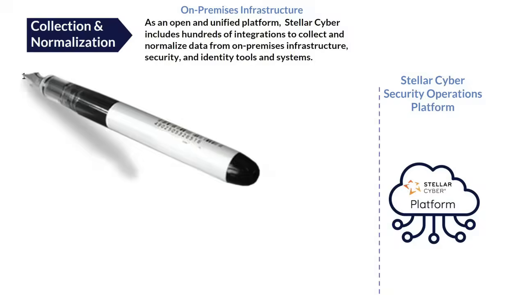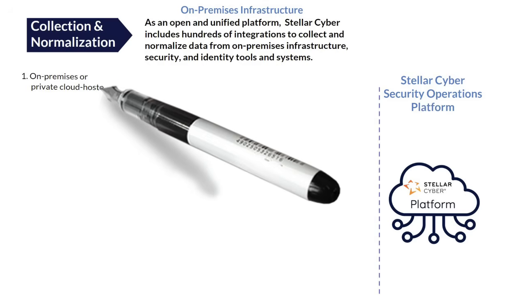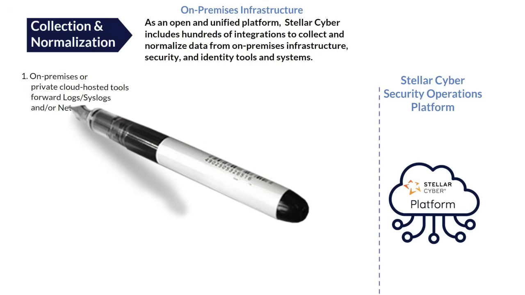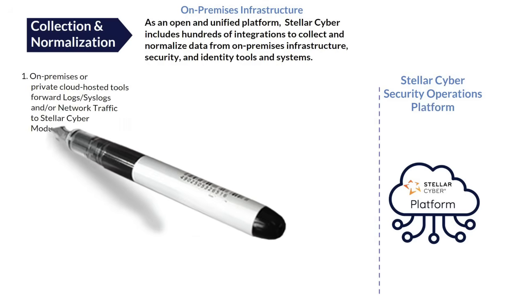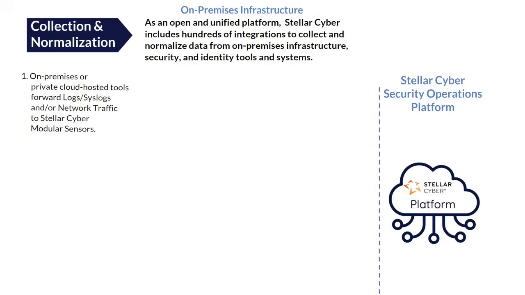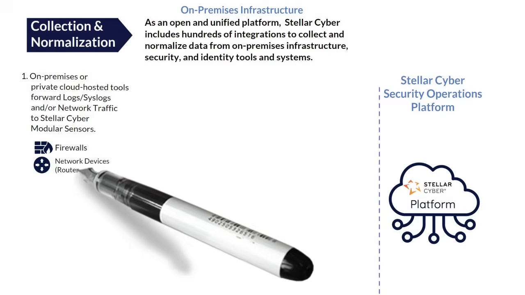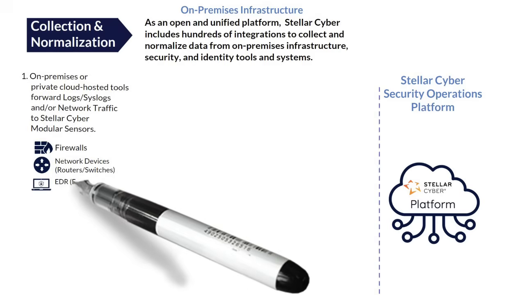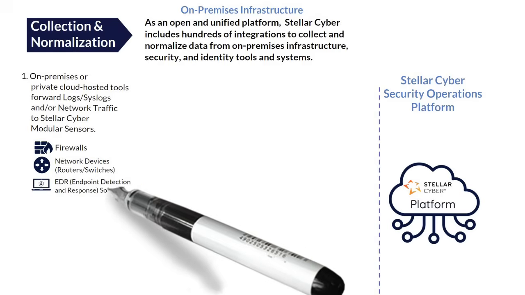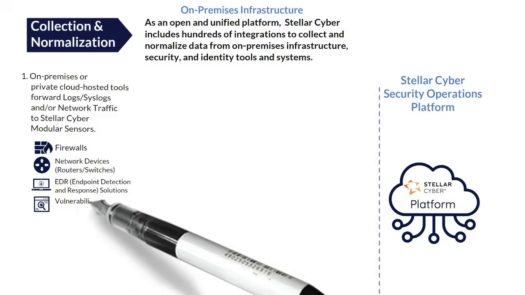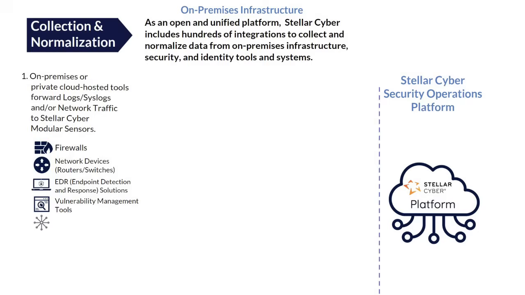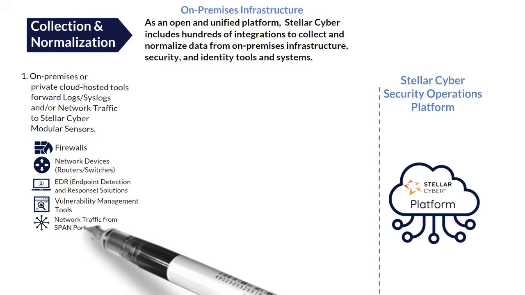On-premises or private cloud-hosted tools forward logs or syslogs, and/or network traffic to Stellar Cyber modular sensors. Here are some common infrastructure and security tools, including firewalls, network devices such as routers and switches, endpoint detection and response solutions, vulnerability management tools, and network traffic from span ports or tap devices.